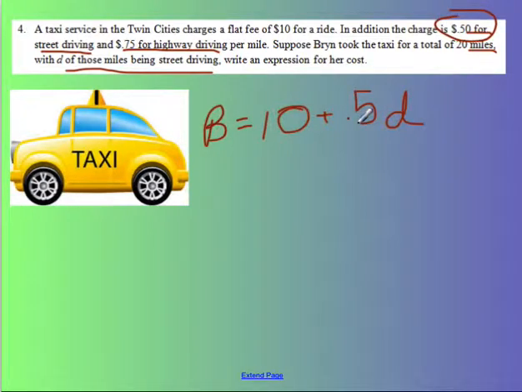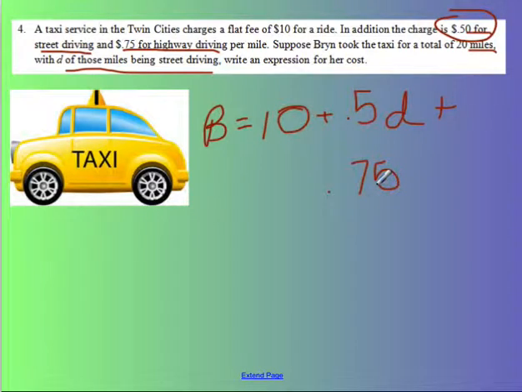Now, we need to account for the fact that we went on the highway for a little bit. So let's say we know we went 20 miles. And if I tell you 4 of those miles were on the street, that means 16 of them had to be on the highway. All I did to do that was take the total number of miles and subtract the number of miles on the street. So that's what we're going to do.